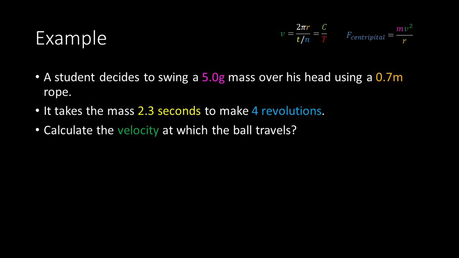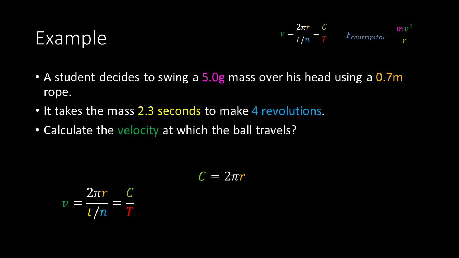Let's work through a simple problem. A student decides to swing a 5-gram mass over his head using a 0.7 meter rope. It takes the mass 2.3 seconds to make 4 revolutions. Calculate the velocity at which the ball travels. Well, our equation for velocity is distance over time. The distance the ball covers is the circumference, and the number of times it covers that distance is 1 time. That's the period. So how can we find circumference?